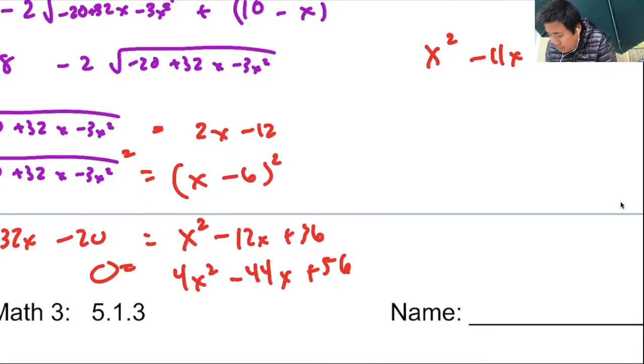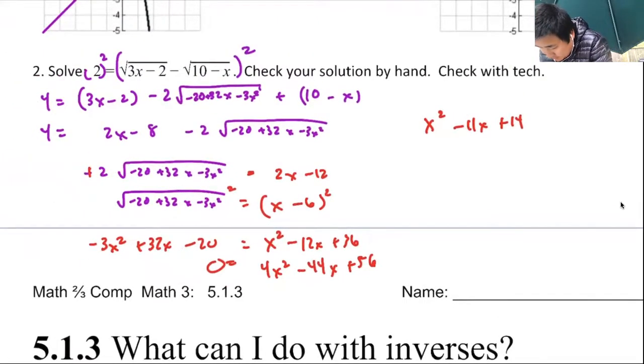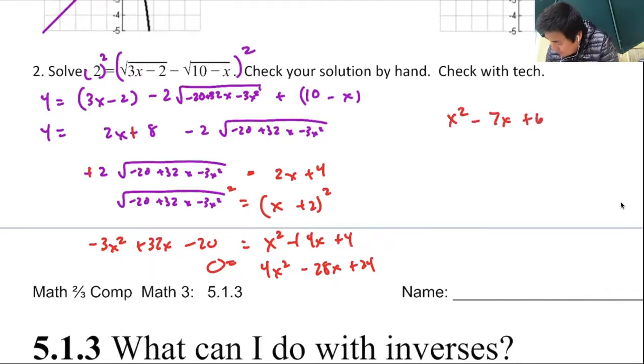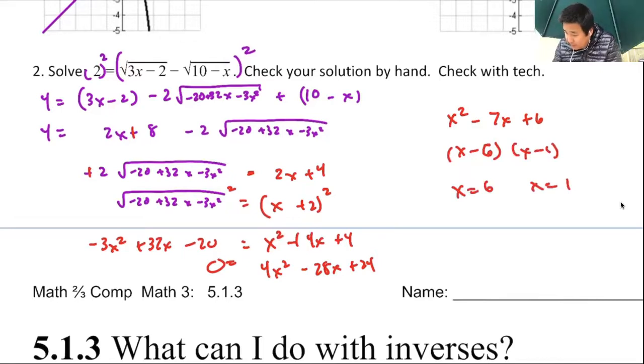So then 2. That should have been positive 8. So this should have been 4, divided by 2, this should have been 2. 4x squared minus 28x plus 24, so that's x squared minus 7x plus 6. X minus 6, x minus 1. X equals 6 and x equals 1. And then you're going to have to take this and plug it back in and check it.